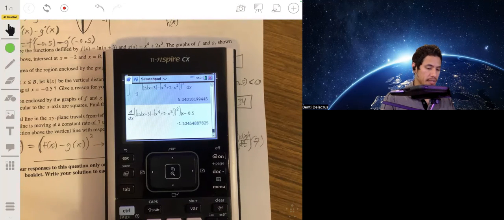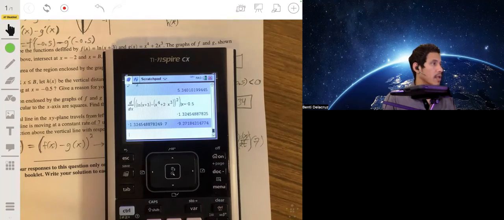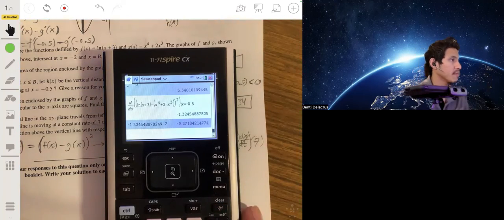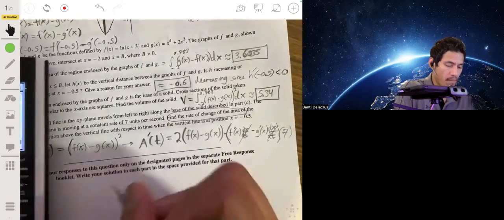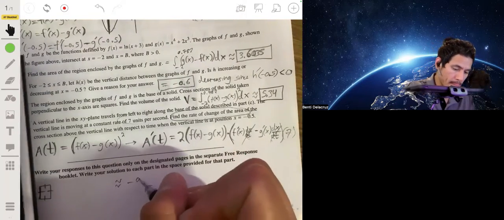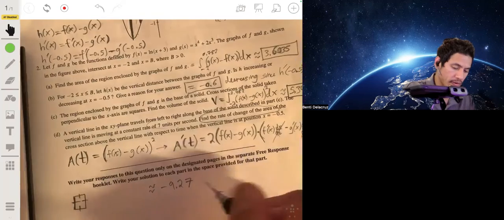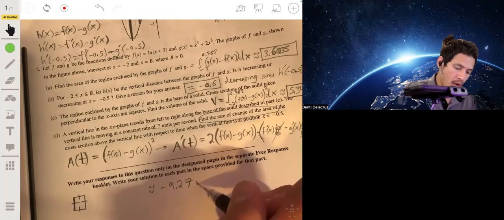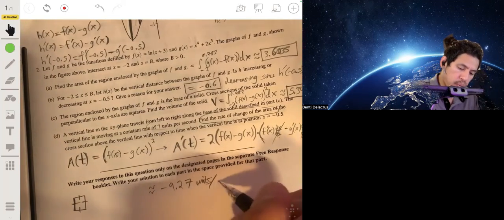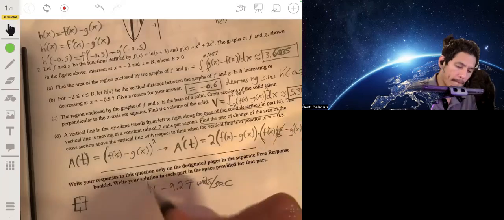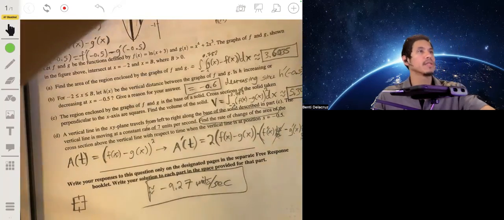Then I multiply this by 7. And that's our answer, about negative 9.27 units per second. And that's all there is to it.